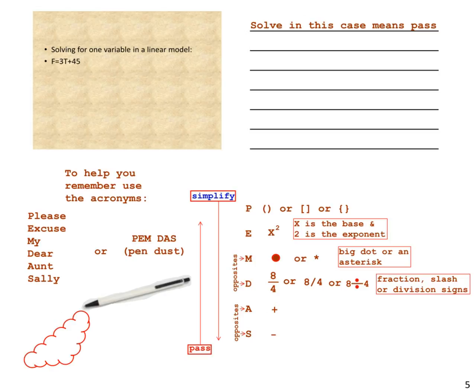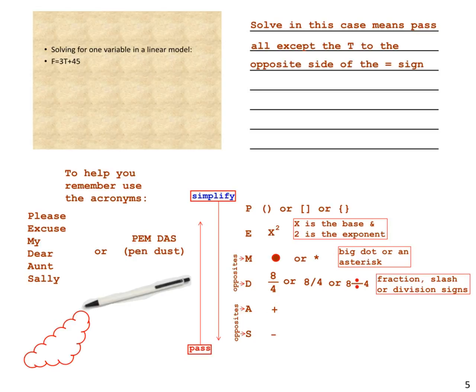So solve in this case means pass. So we're solving for, what are we solving for? We have f equals 3t plus 45. It looks like we're going to try to solve for t. Get rid of everything but the t. So all except the t to the opposite side of the equal sign.